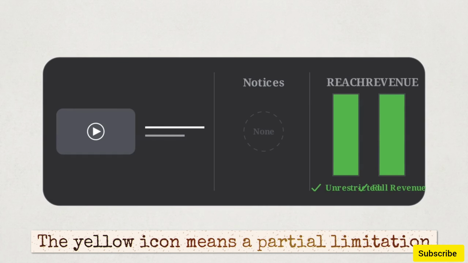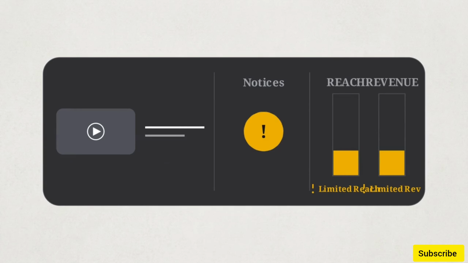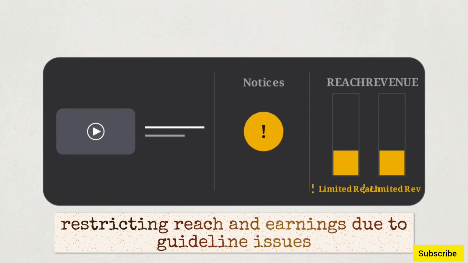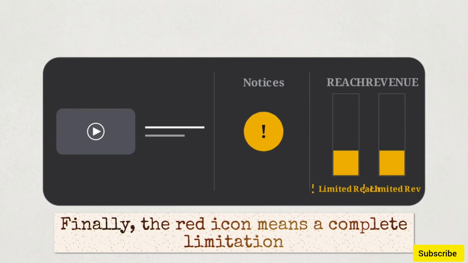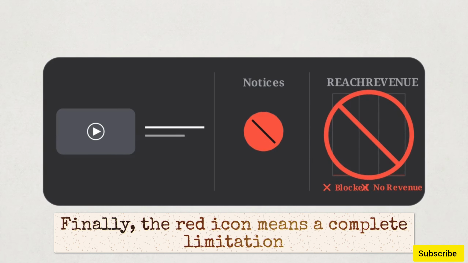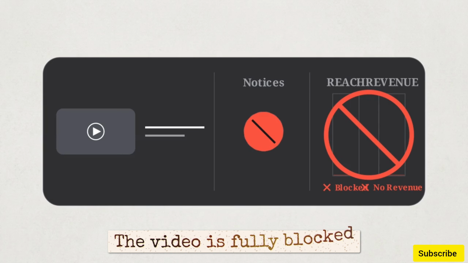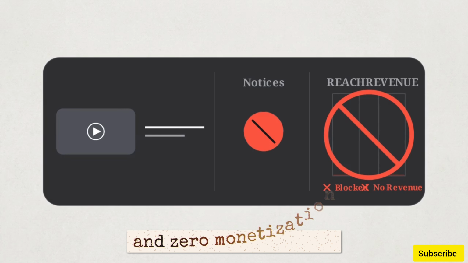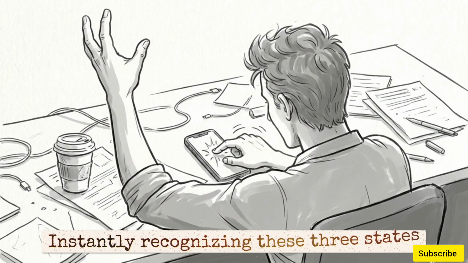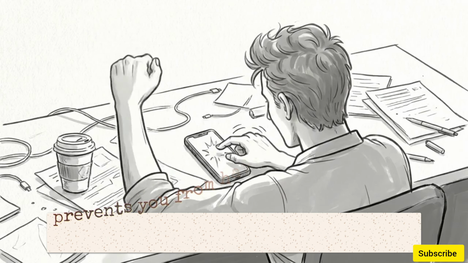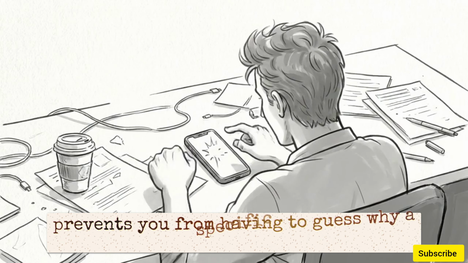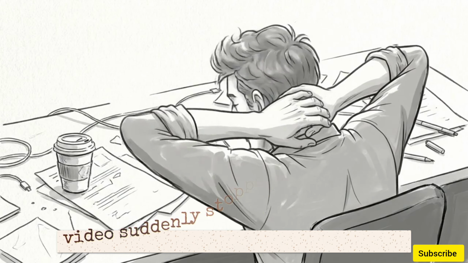The yellow icon means a partial limitation, restricting reach and earnings due to guideline issues. Finally, the red icon means a complete limitation. The video is fully blocked, receiving 0 views and 0 monetization. Instantly recognizing these 3 states prevents you from having to guess why a specific video suddenly stopped getting views.